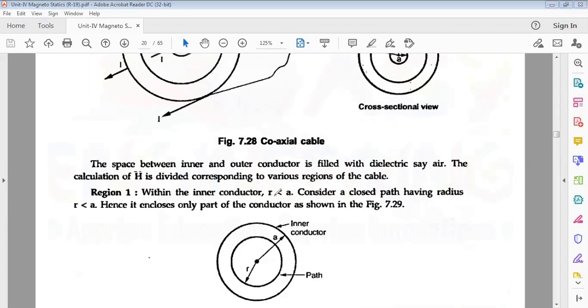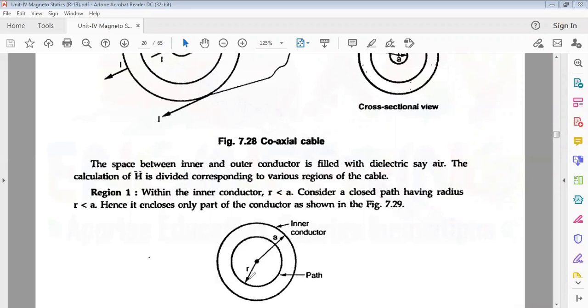With the inner radius r less than a, consider a Gaussian surface, a closed path having a radius r less than a. Hence, it encloses only part of the conductor as shown in the figure. See the inner conductor, the solid inner conductor.